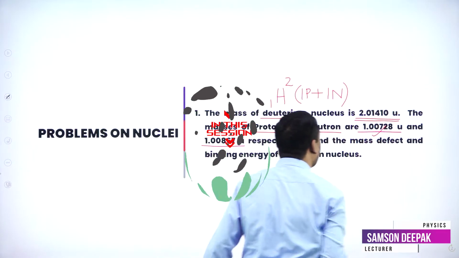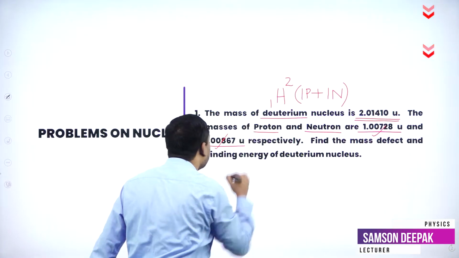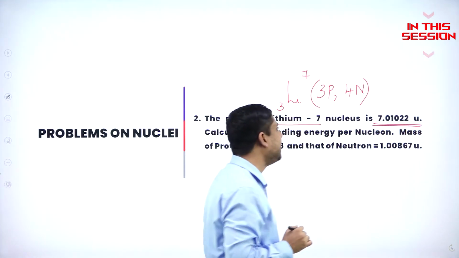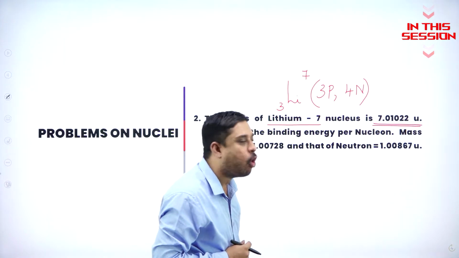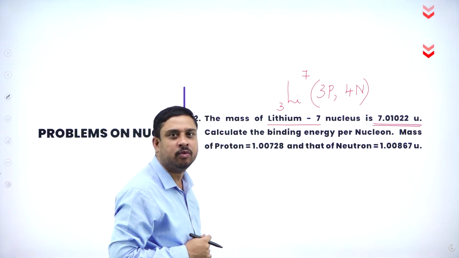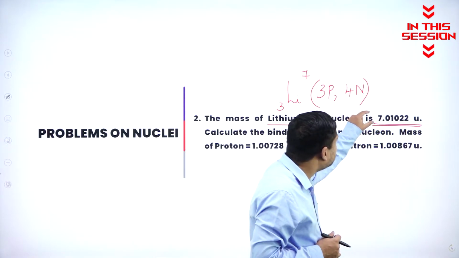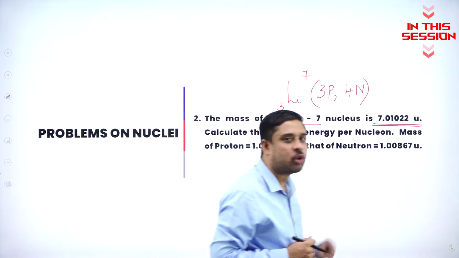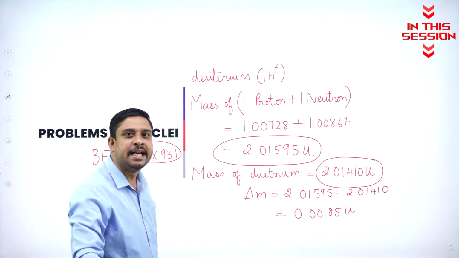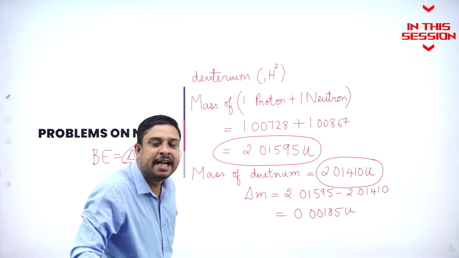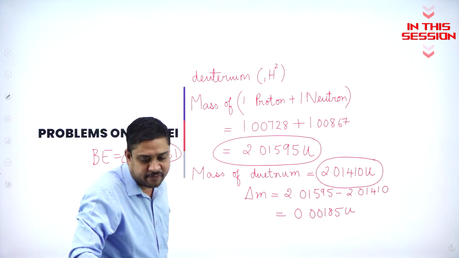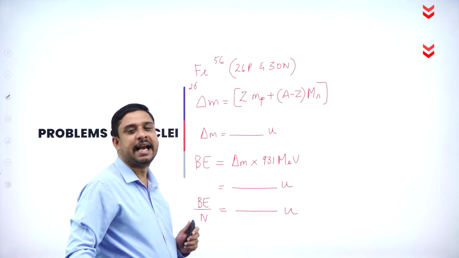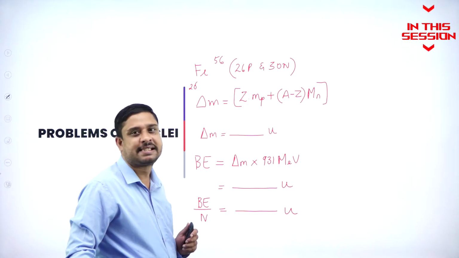Mass of the proton is so much, mass of the neutron is so much. 7.01022 AMU. So this is the actual mass of the lithium-7 nucleus. Binding energy is mass defect into 931 MeV. The element which has more specific binding energy will be more stable.